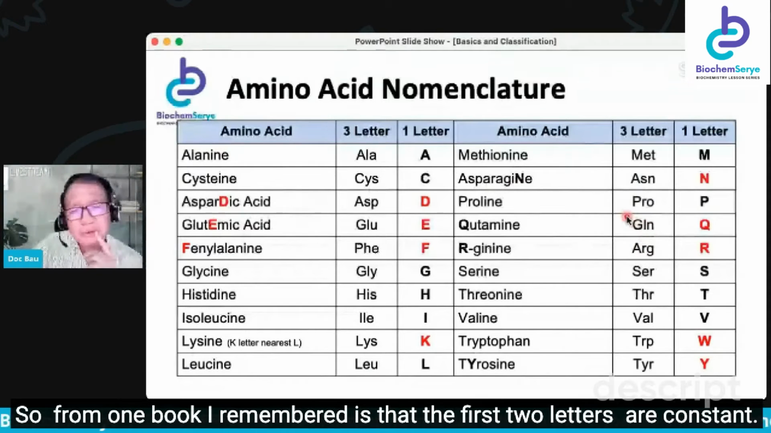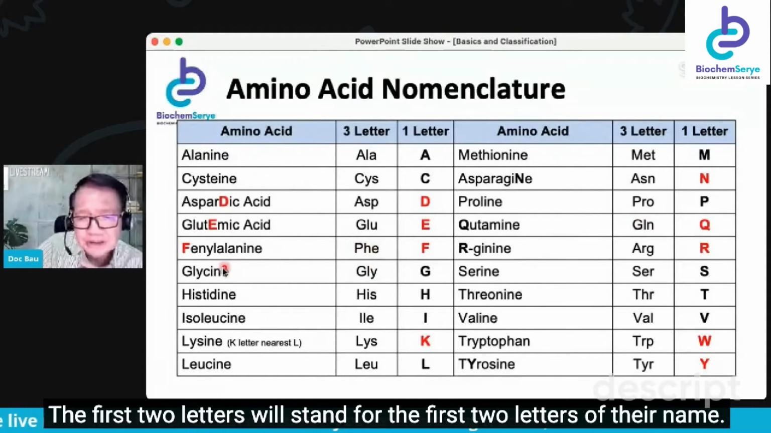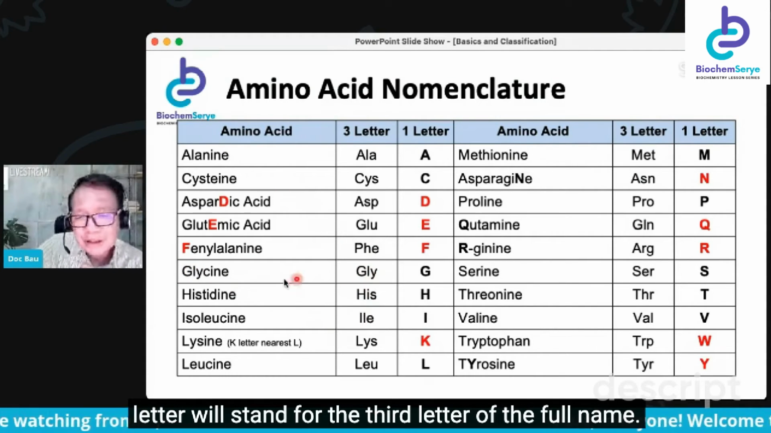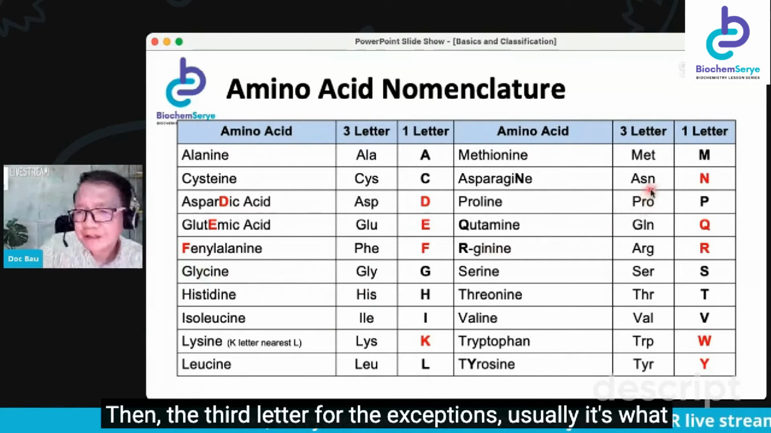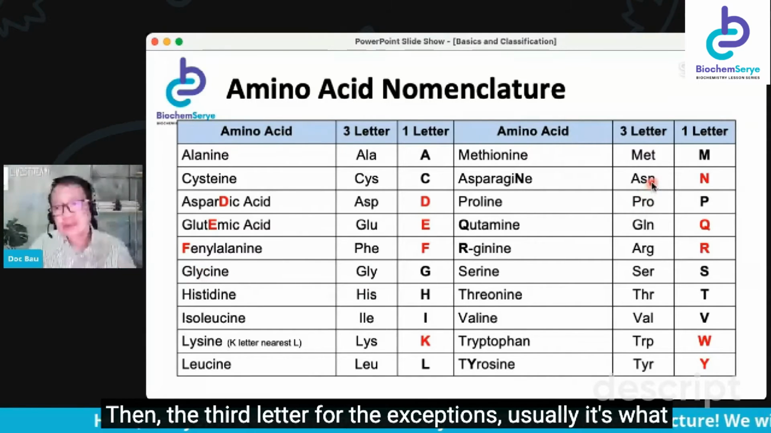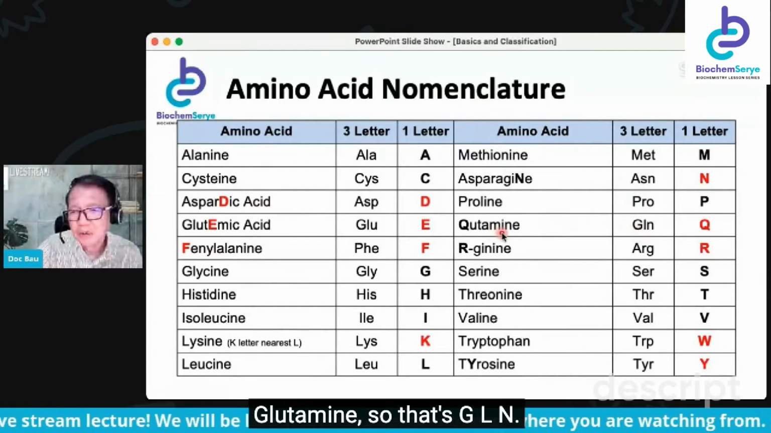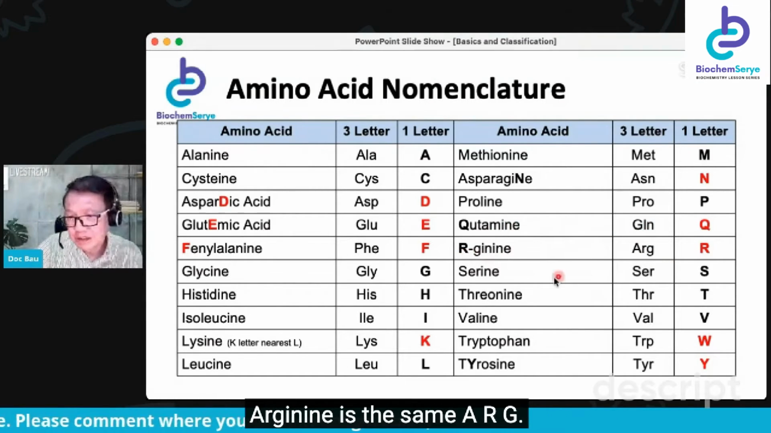So from one book I remembered is that the first two letters are constant. The first two letters will stand for the first two letters of their name. And for the more common amino acids, the third letter will stand for the third letter of their full name. Then the third letter for the exceptions usually is what is emphasized. For example, asparagine, so that is ASN. Glutamine, so that's GLN. Arginine is the same, ARG.